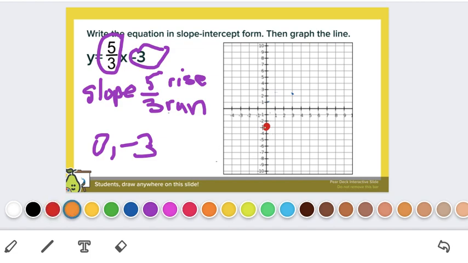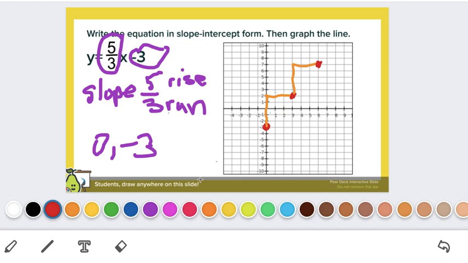Okay, so we're going to go up 1, 2, 3, 4, 5, and over 1, 2, 3. So up and to the right because it's a positive slope. We'll just hit another point right here. And we'll do that again to find another point. 1, 2, 3, 4, 5. 1, 2, 3. Got another point right there.